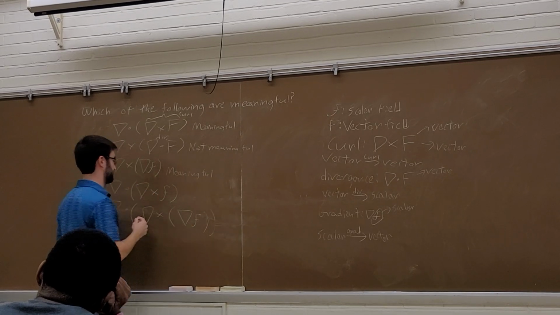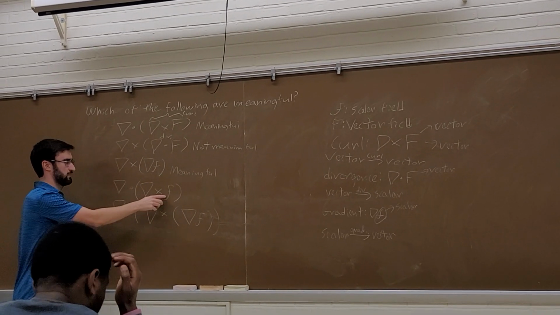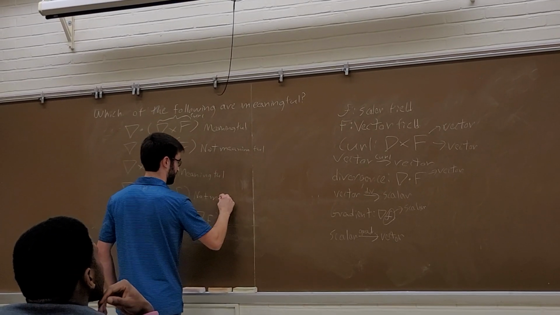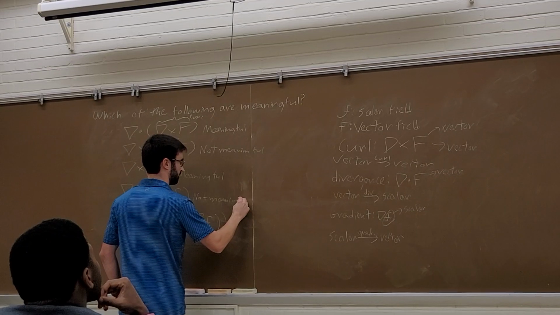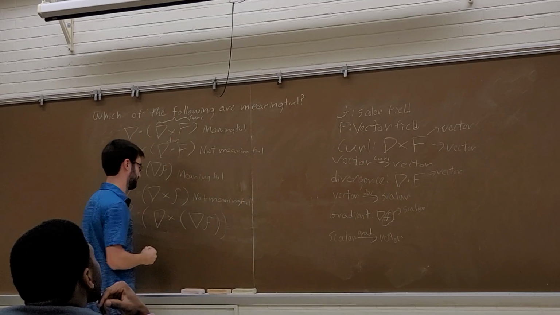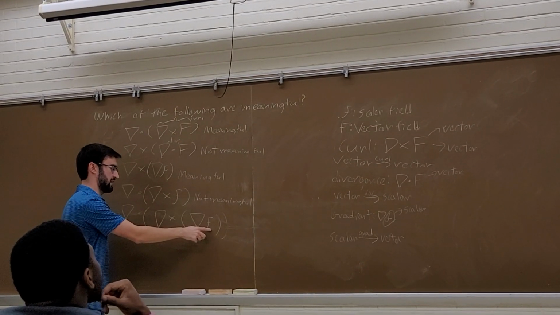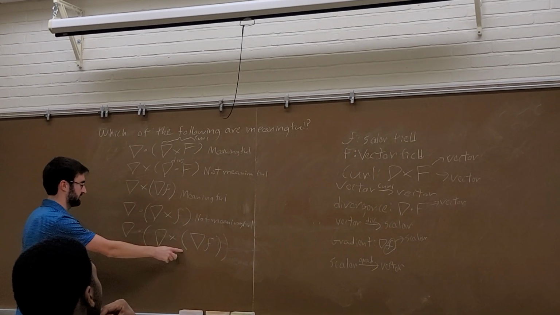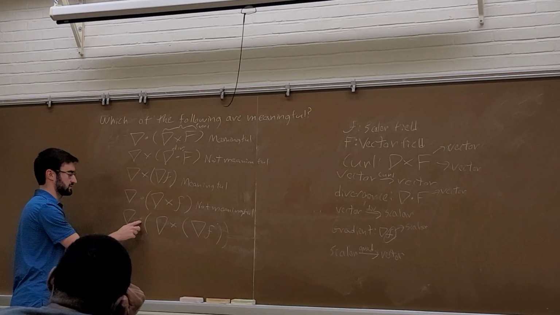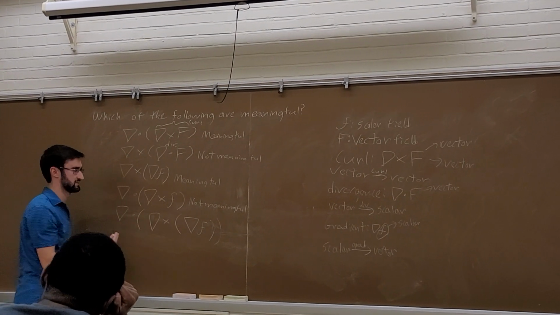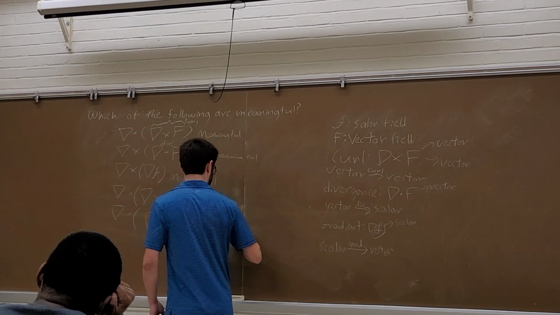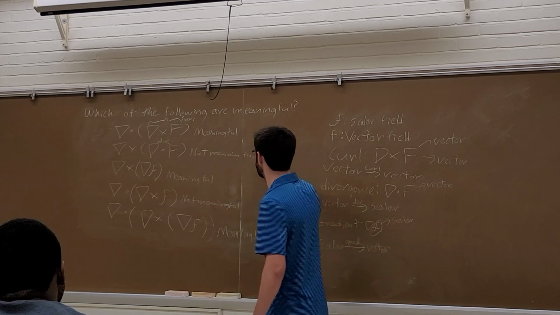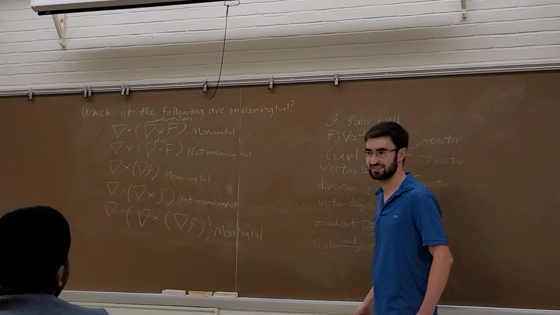Here we have the curl, but it's of a scalar, so it's not meaningful. Here we have the gradient of a scalar, which is a vector. Then we have the curl of the vector, which goes from a vector to a vector. And then we have the divergence of what is then a vector, so that's meaningful. Anyway, so: meaningful, not meaningful, meaningful, not meaningful, meaningful.